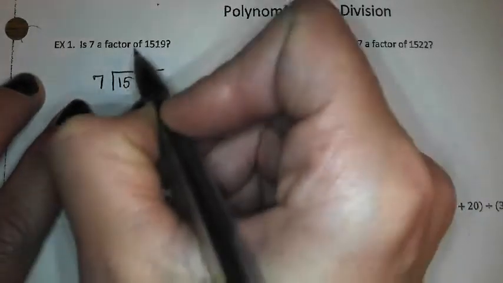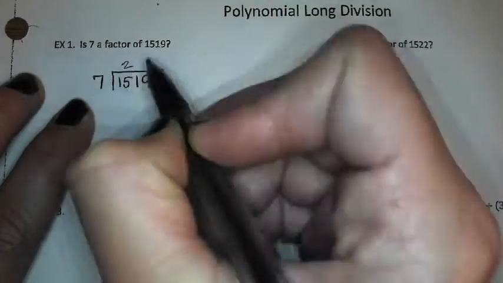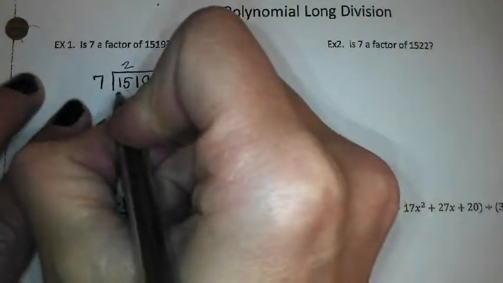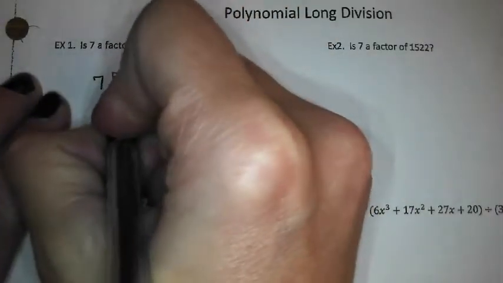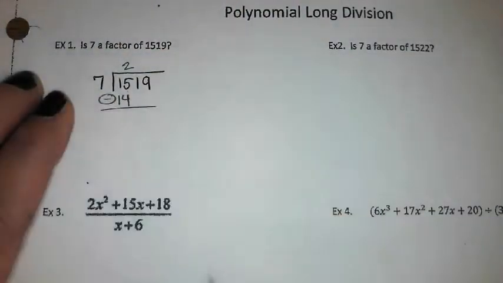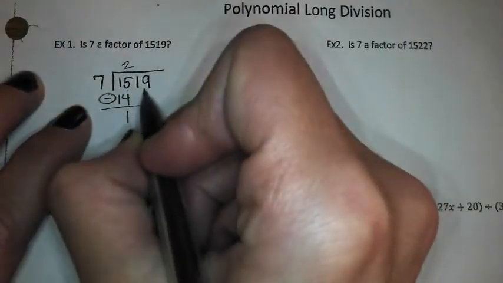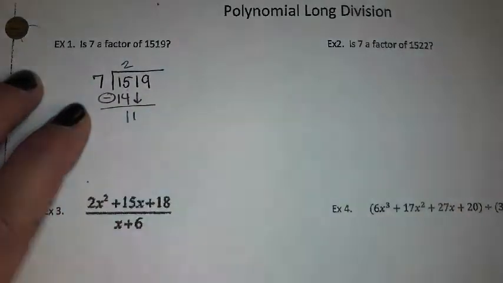7 times what gets you close to 15? 2. Then you get your 14. And what operation do you do? Subtraction. Do you remember this? 15 minus 14 is 1. Bring down the next 1.